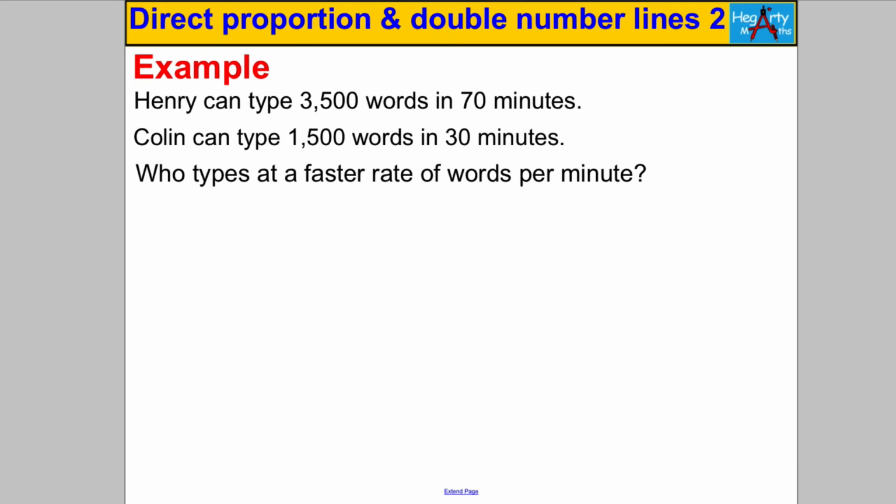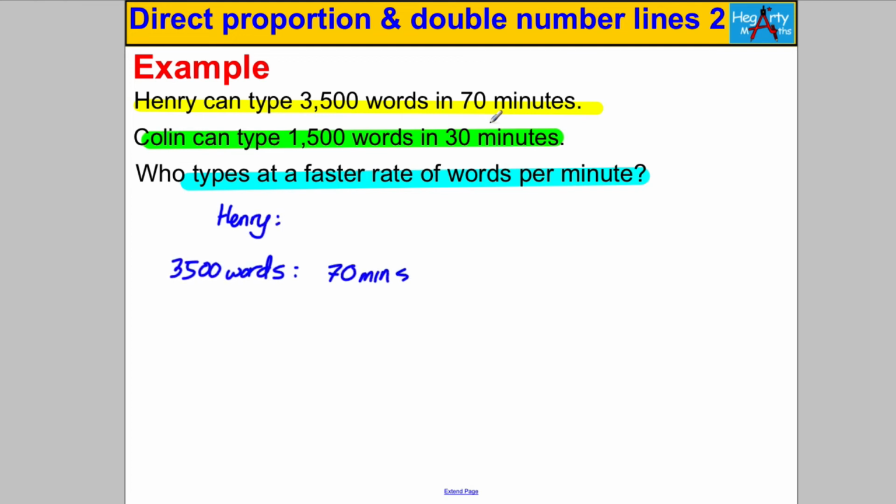Right, we've got two things going on here. We've got Henry going away typing, and we've got Colin going away typing, and they're asking us who types at a faster rate of words per minute. So let's work out how many words per 1 minute each of them does. So let's do this separately. Let's write Henry's stuff here. There's Henry.